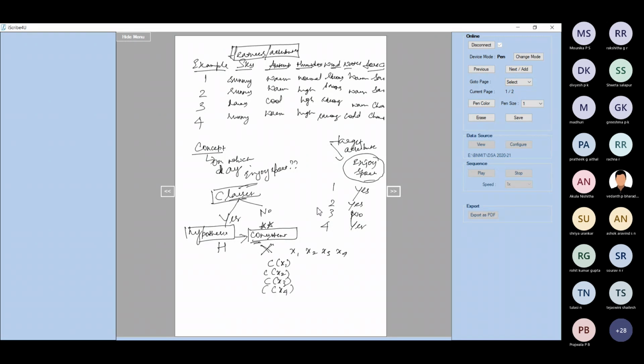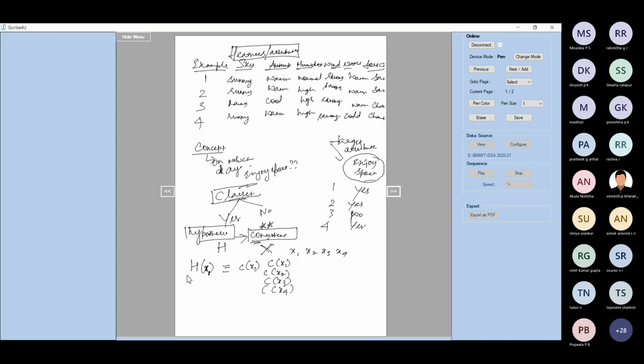Class of X1 obviously is yes, then class of X2 is yes, and so on and so forth. So the intention is that whatever class the hypothesis gives for the training example should be consistent with the class of the training example. If I take hypothesis of x1, it should be the same as the class or the concept of x1.